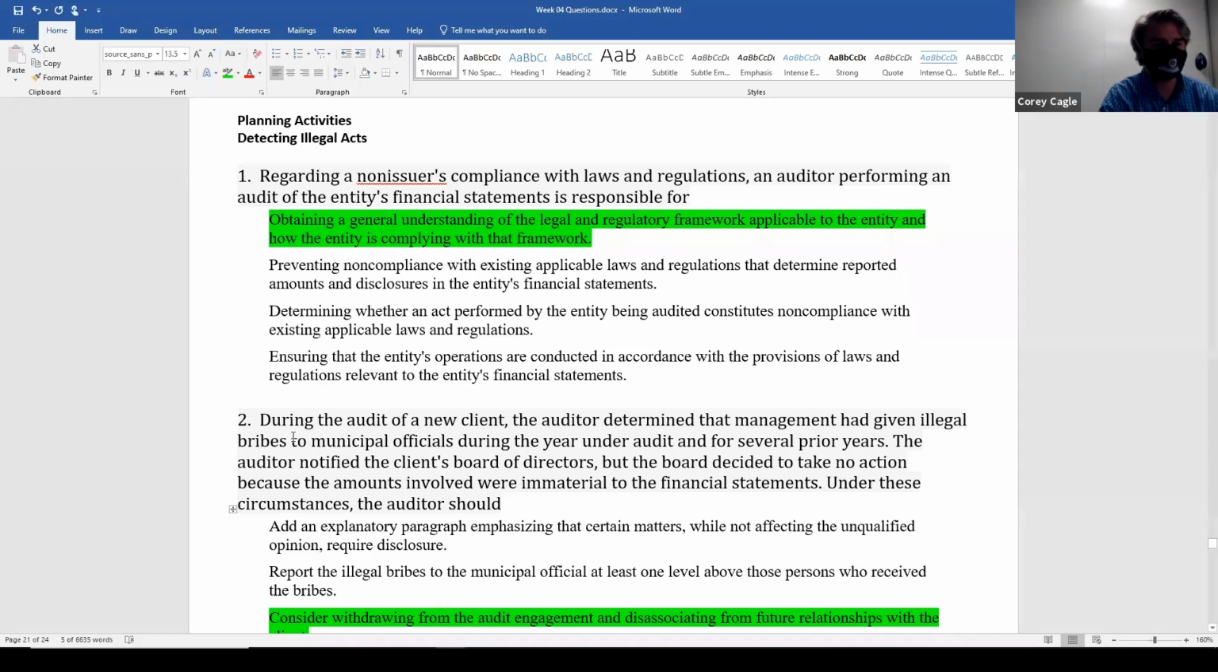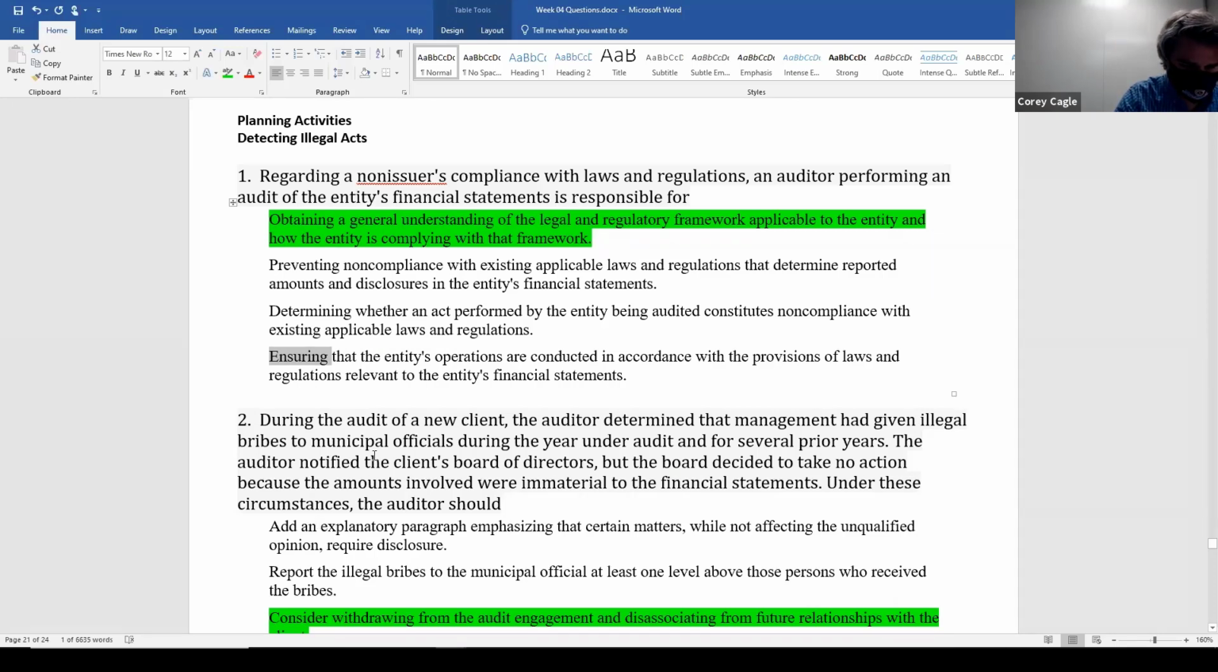But notice what we don't have a responsibility for. We're not responsible for preventing non-compliance. We're not responsible for determining whether an act performed by the entity constitutes non-compliance. And we're not responsible for ensuring that they are conducting in accordance with the laws. That's not what we're up to. We're not in the business of preventing or ensuring. That's a strong word there.